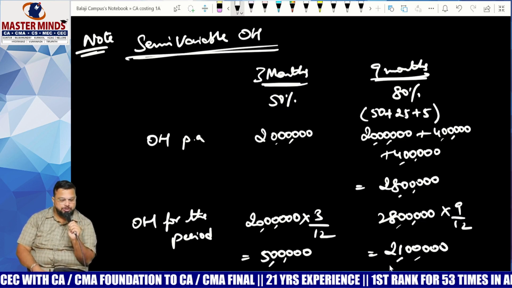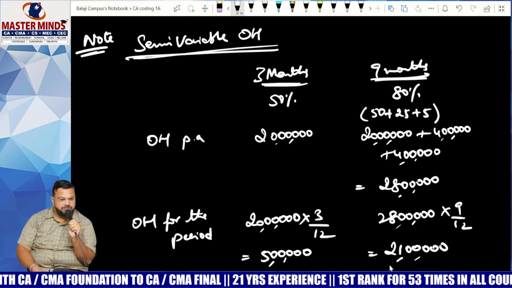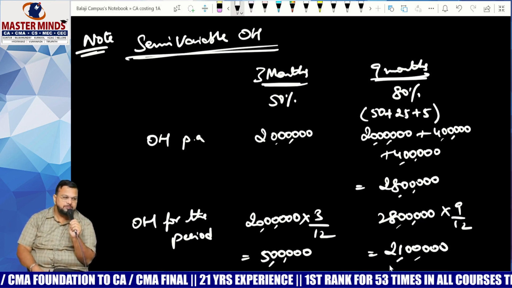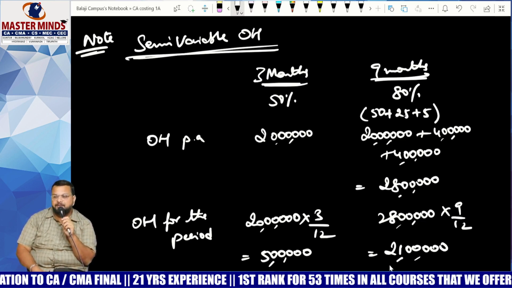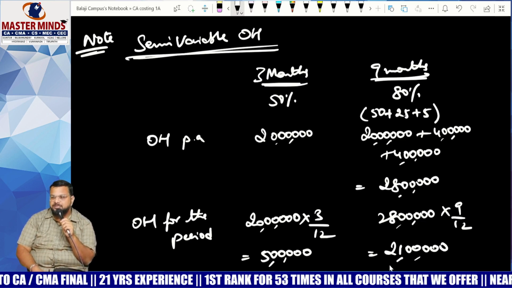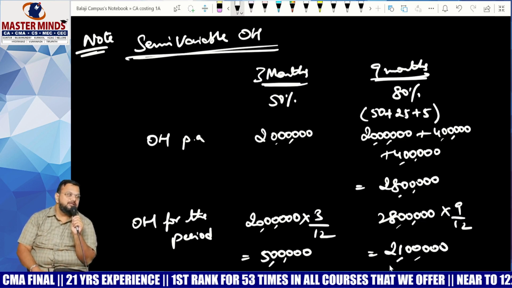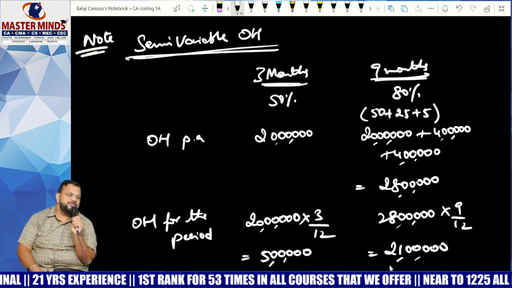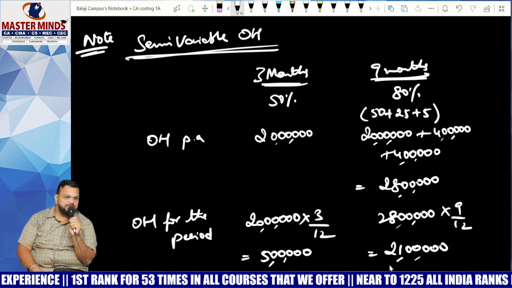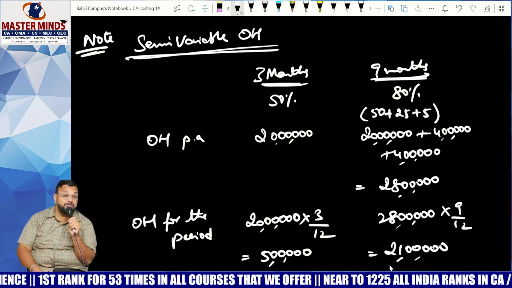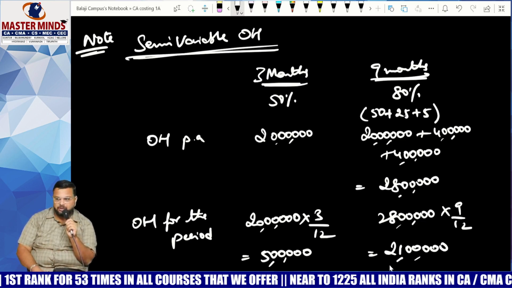Please go to the concept questions that are given there and see whether you are able to answer them or not. What is the first concept question? Mathematical. Instead of 80%, 60%. Then what will be your overhead per annum for the 9 months? 24 lakhs. Overhead for the period 24 lakhs into 9 by 12. Okay, that is the first concept question.